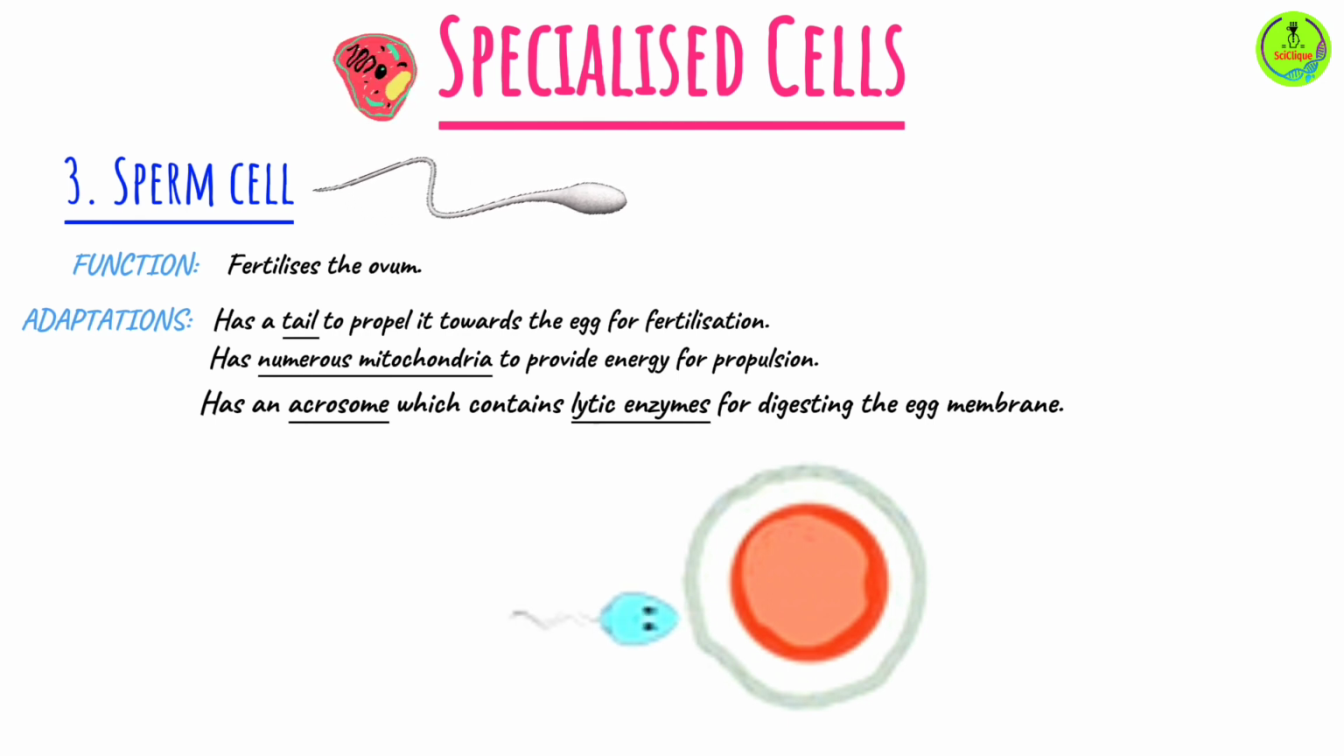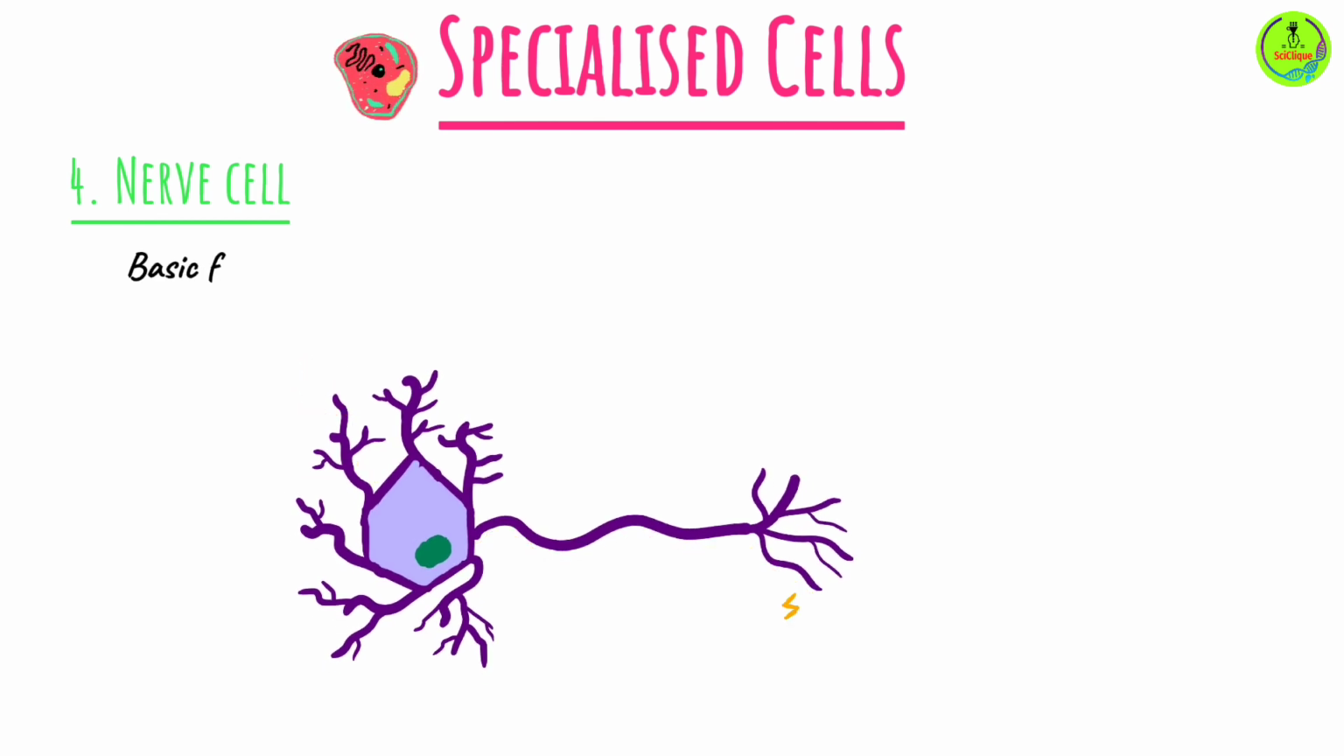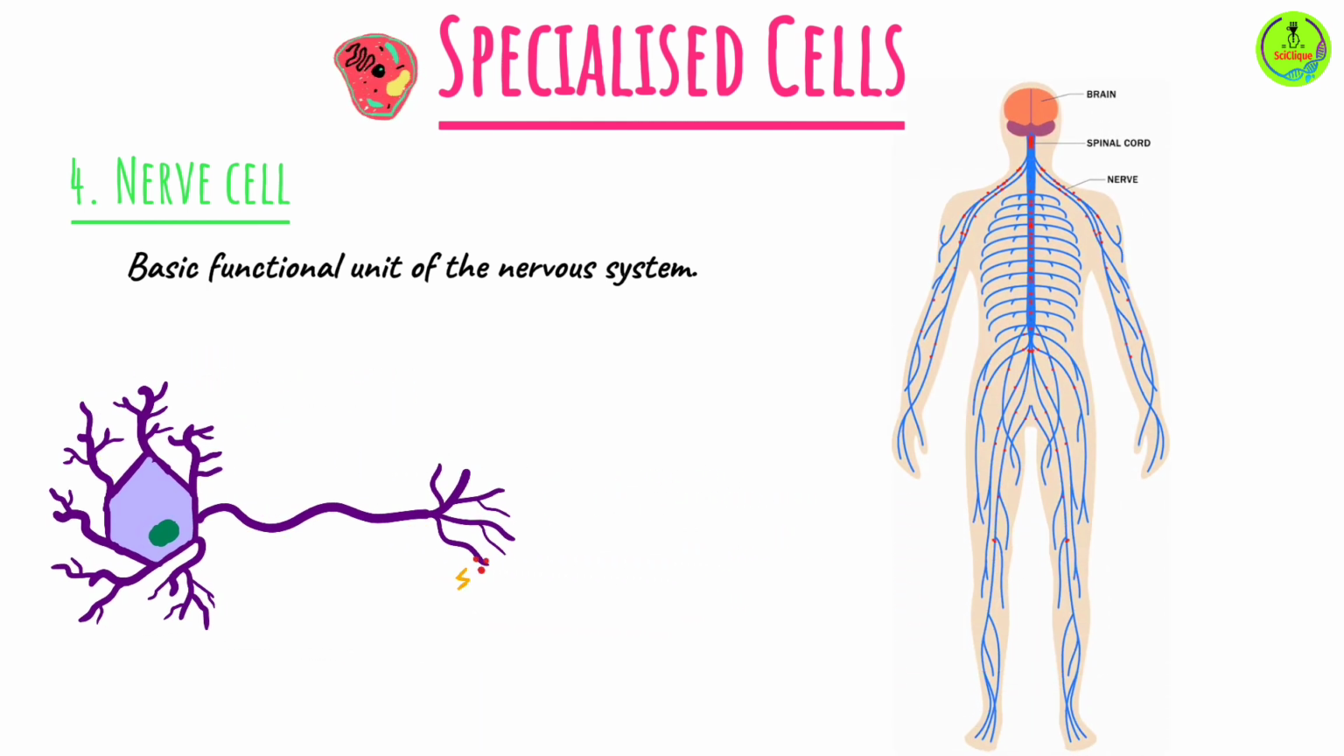So the acrosome bursts open, releasing the lytic enzymes which digest the egg membrane, allowing the head to penetrate into the egg cell. The nerve cell. So the nerve cell is also known as the neuron. This is the basic functional unit of our nervous system. Now, the nervous system consists of the brain, the spinal cord, and a network of nerves that are found throughout our body. So these nerve cells provide a pathway for communication of our brain with the rest of the body.